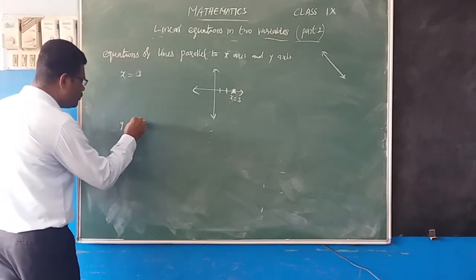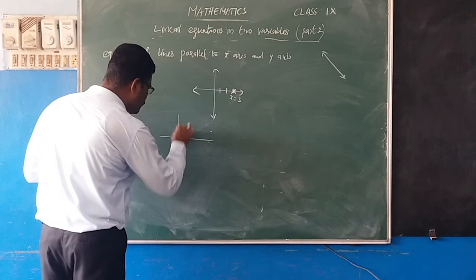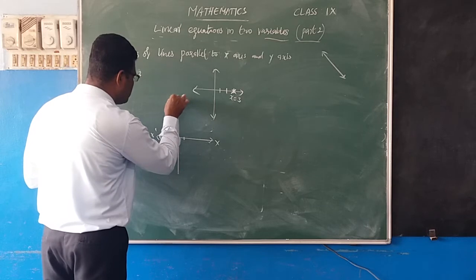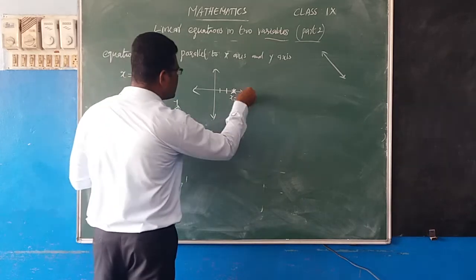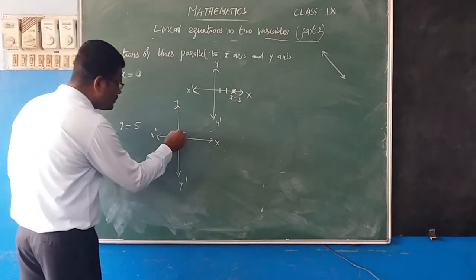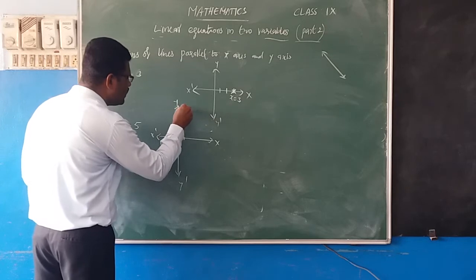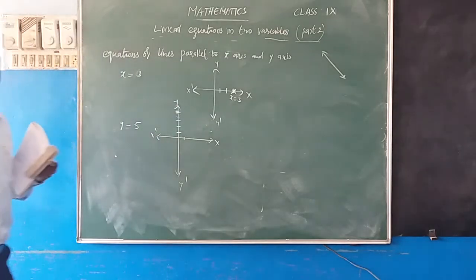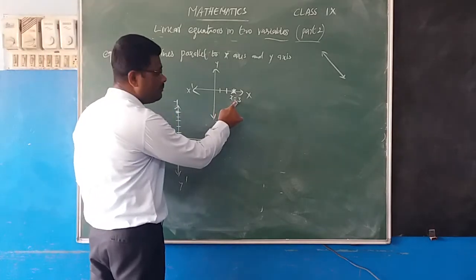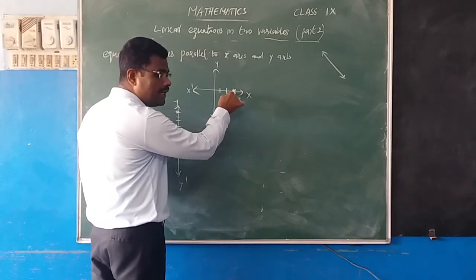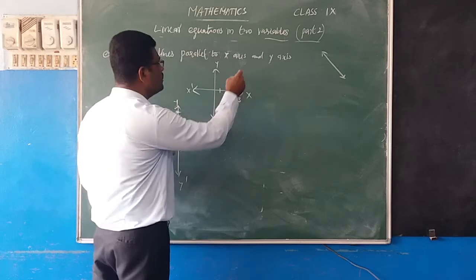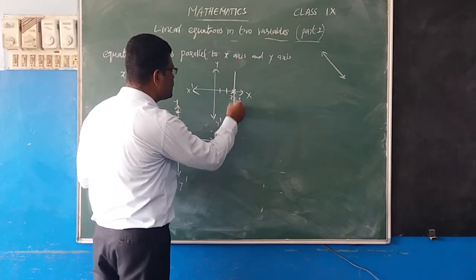Suppose y is equal to 5 is given. How to draw y is equal to 5? This is the x-axis and this is the y-axis. Y is equal to 5 means 1, 2, 3, 4, 5. Listen. So x is equal to 3 and y is equal to 5. If you draw a line, the graph of this equation is this. x is equal to 3.